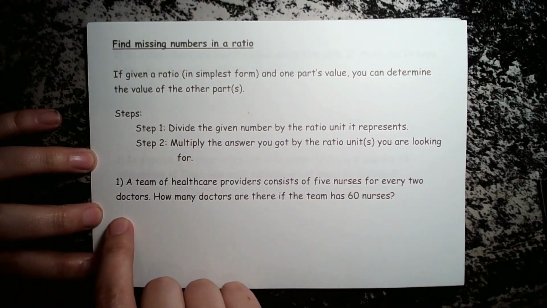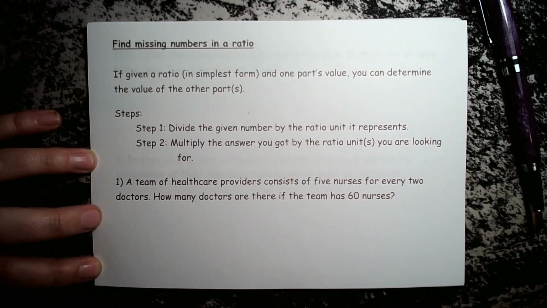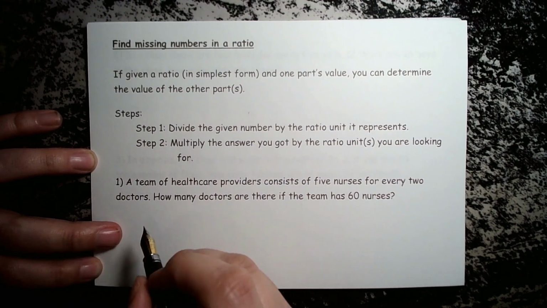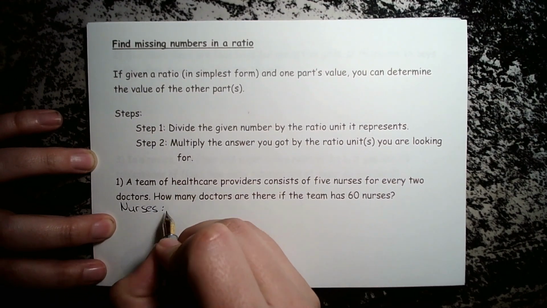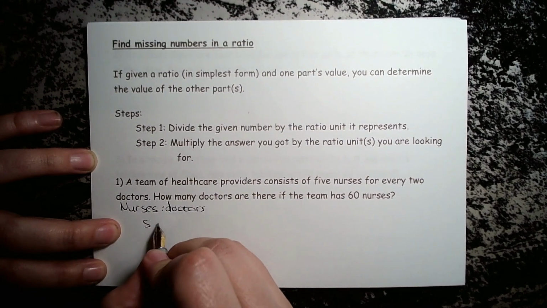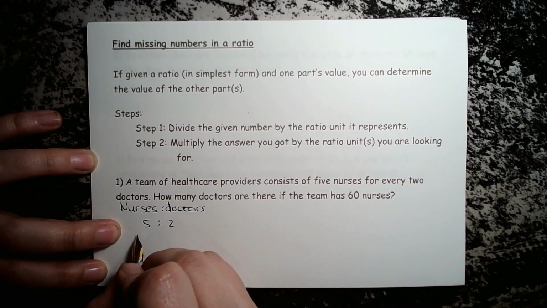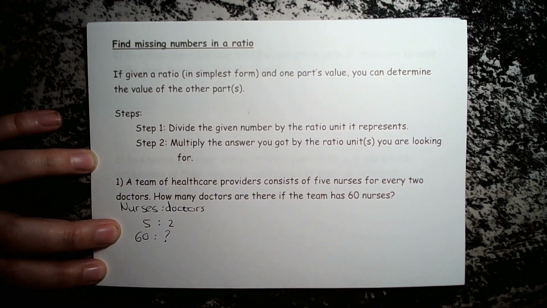A team of healthcare providers consists of 5 nurses for every 2 doctors. How many doctors are there if the team has 60 nurses? Okay. Let's see, we have got a ratio of nurses to doctors. This ratio is 5 to 2. We have been told that there are 60 nurses. And if there are 60 nurses, how many doctors are there? That is what the question has told us and what the question is asking us.